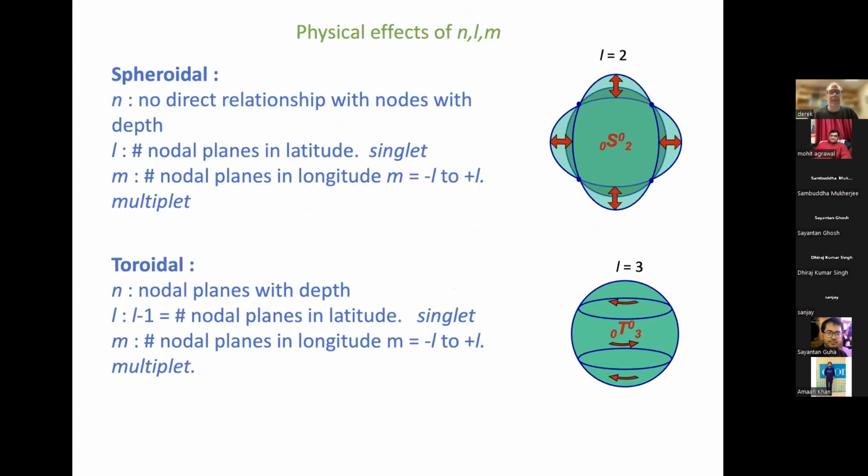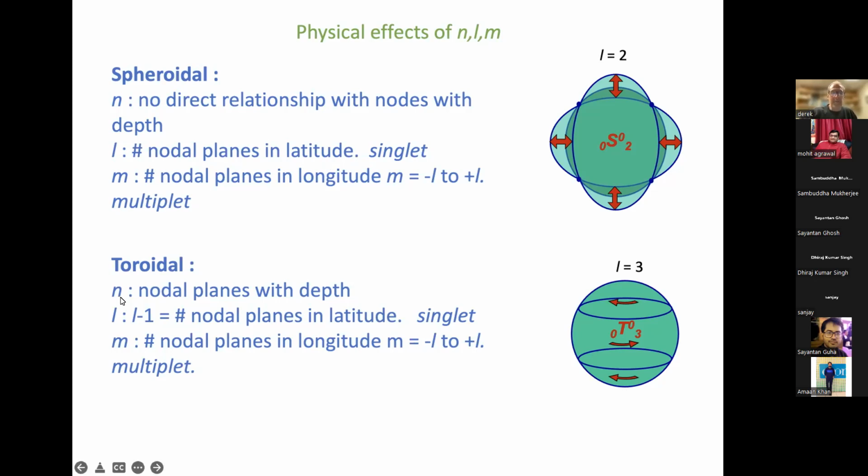So spheroidal, the n component really has no direct relationship with nodes with depth. L gives the nodal planes in latitude, and M gives the nodal planes in longitude. M, like we discussed before, varies between minus L and plus L. We call the M equals 0 modes a singlet, and if the absolute value of M is greater than 0, so M can be -1 or +1, then we would have a multiplet.